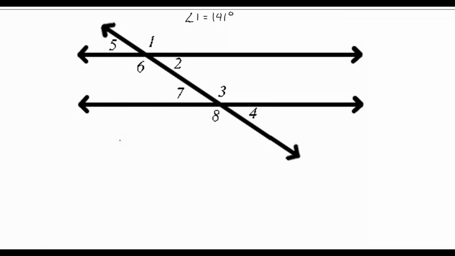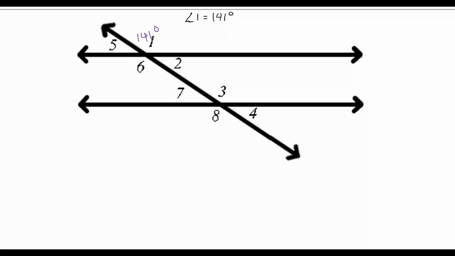So in this one, we're going to figure out all these angles. You're asking, how would we possibly do that? Well, first of all, we were told up top that angle 1 is 141 degrees. So this angle right here is 141 degrees. So we're going to use that information, and we're going to be able to figure out a whole lot of stuff.